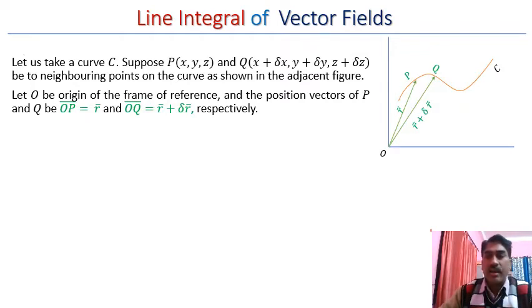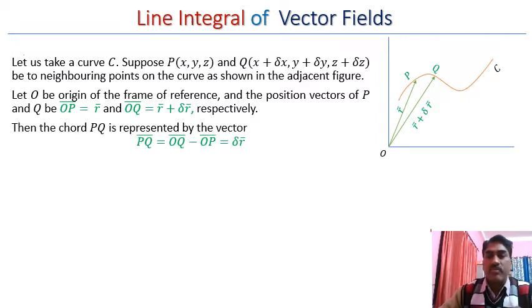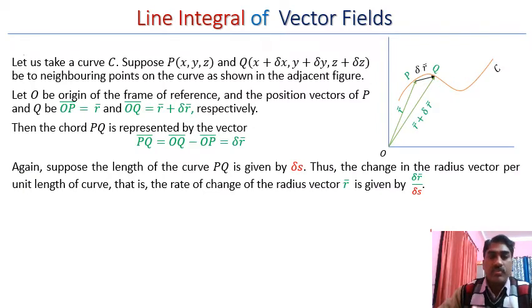OP is represented by the vector r of (x, y, z), and OQ is represented by r of (x plus delta x, y plus delta y, z plus delta z), or you can say it is r plus delta r. So you know that the chord vector PQ can be calculated as OQ minus OP, and that is delta r. You can see the chord vector delta r in the adjacent figure. Again, suppose the length of the curve PQ, this part from P to Q, is denoted by delta s. Then the rate at which the radius vector is changing, the rate of change of r with respect to s, is given by delta r by delta s.